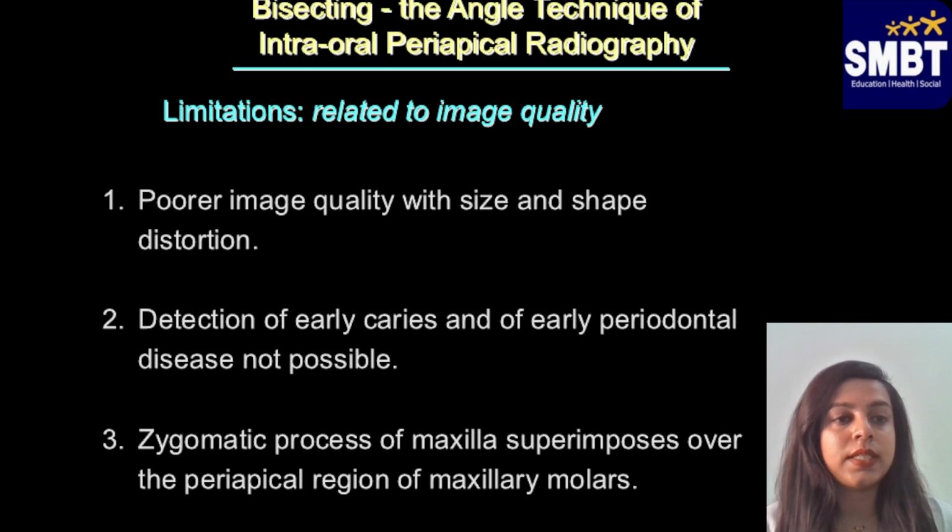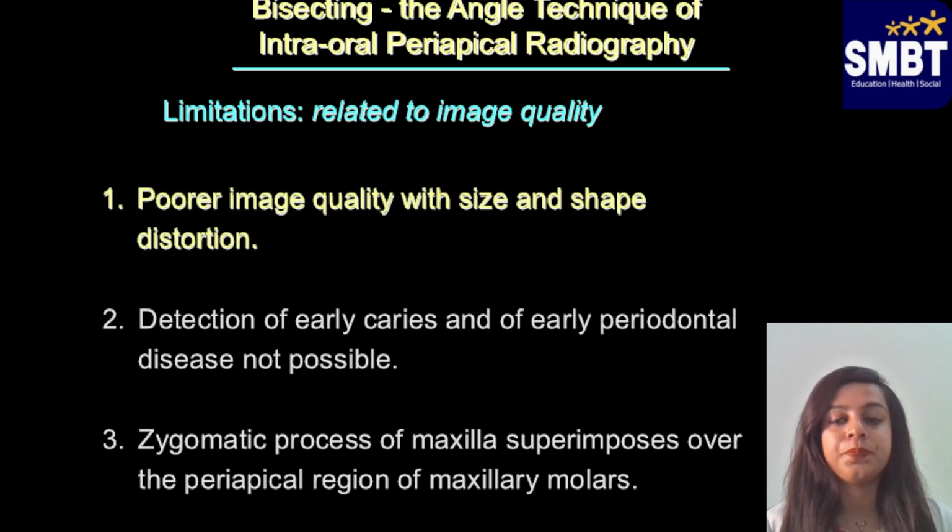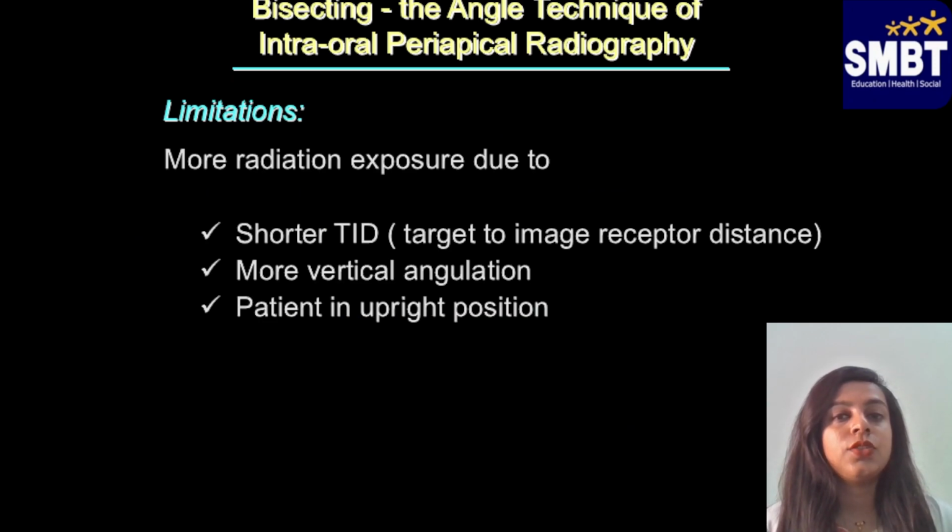Now since we're done with the technique, we'll look at certain limitations and advantages of this technique. Limitations related to image quality include poorer image quality with size and shape distortion. Detection of early caries and early periodontal disease might not always be possible, and the zygomatic process of the maxilla mostly superimposes over the periapical region of maxillary molars.